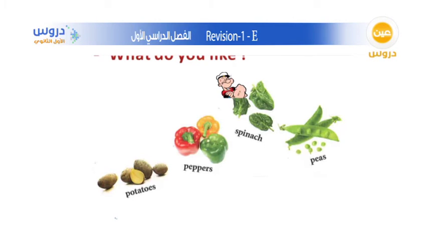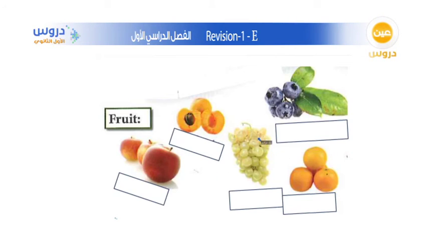All right, now which one is your favorite? Which one is your favorite? For peas? For potatoes, Miss Dahlia, Miss Rahaf? All of them? That's great. Very healthy. Very healthy food. Very healthy vegetables.